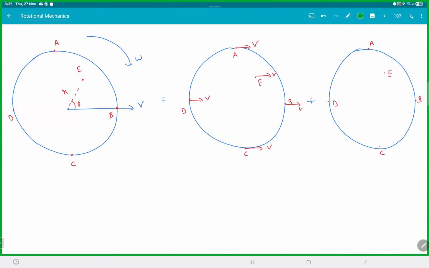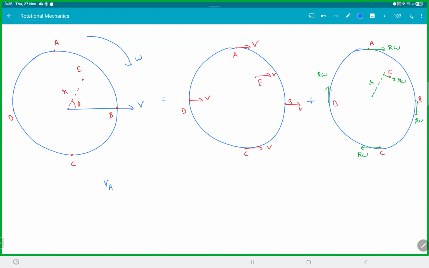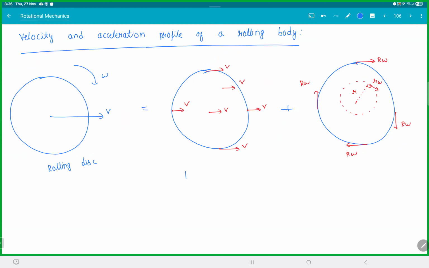And due to rotation, everyone will be going with r omega, and this distance will be r omega. So if you want to find the velocity of A, you add it from, this is pure translation, and this is pure rotation about center of mass. Remember, you can do this only about center of mass. That is the whole definition of center of mass. Center of mass is a point about which you can split the motion.